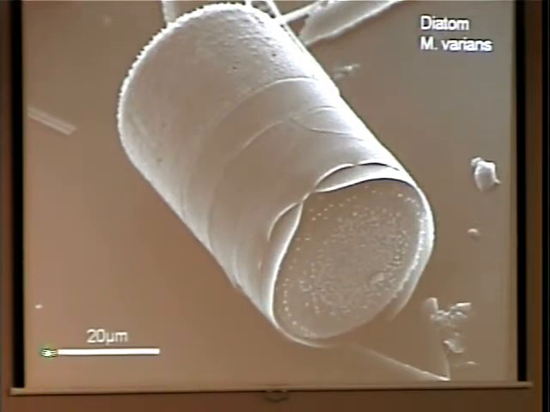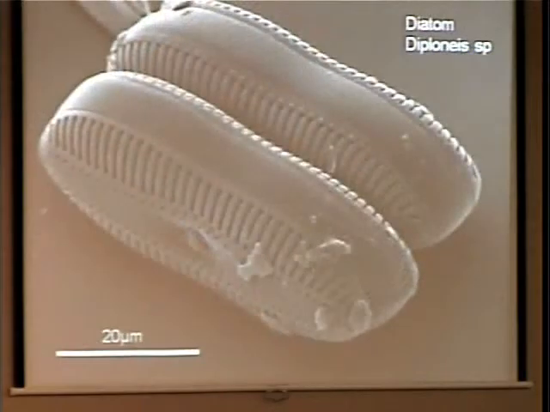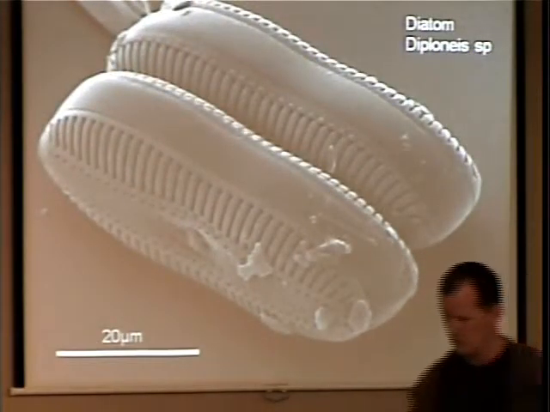Just to give you an idea of scale here, there are 10 millimeters in a centimeter. You know how big a centimeter is? There are 1,000 microns in a millimeter, and that organism is just about 1/10 of a millimeter in width or so. Look at these. Again, just different types of diatoms.